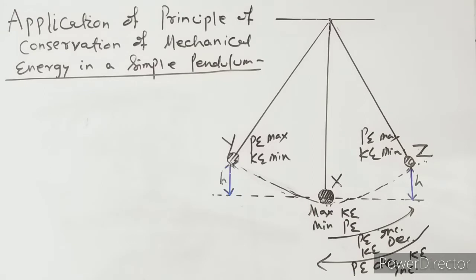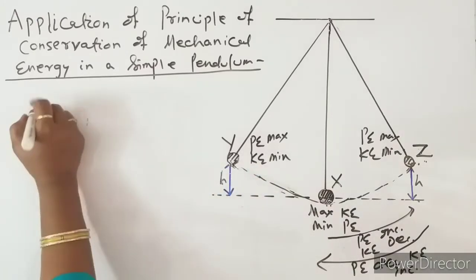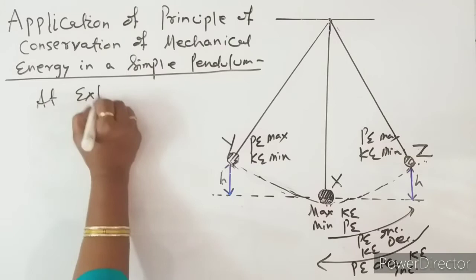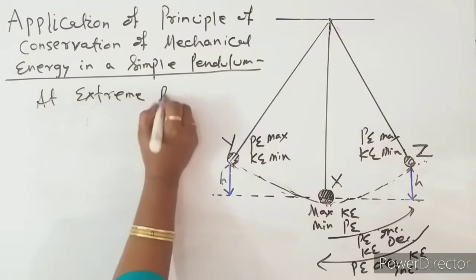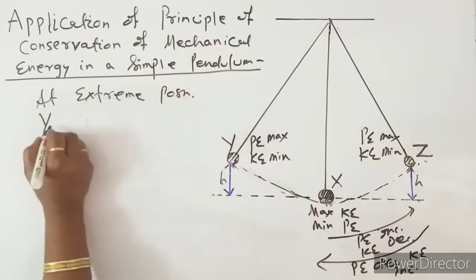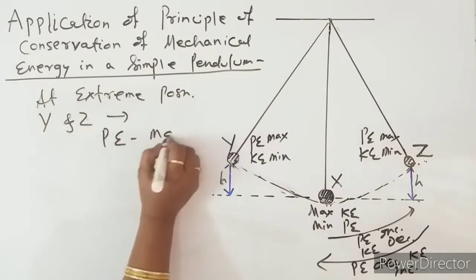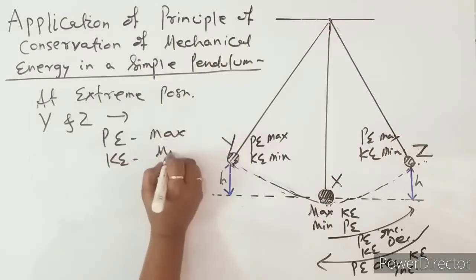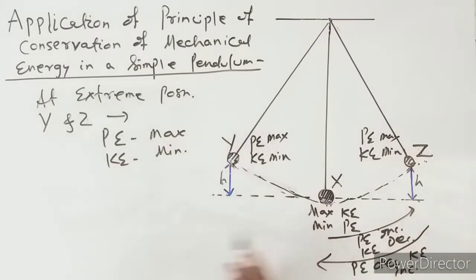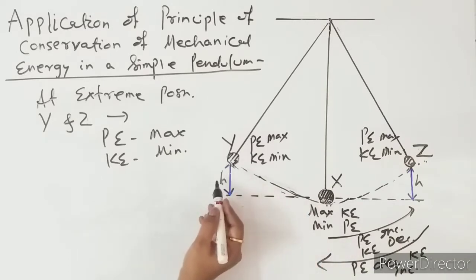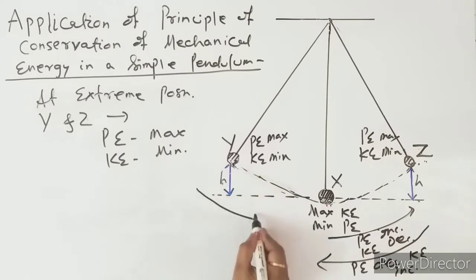So what we are getting in this case: at the extreme position, let it be the Y and Z position, potential energy is maximum and kinetic energy is minimum. Here again the same thing. When it goes, potential energy increases and kinetic energy decreases. When it is coming back here, P decreases and K increases. So at this position we have maximum K.